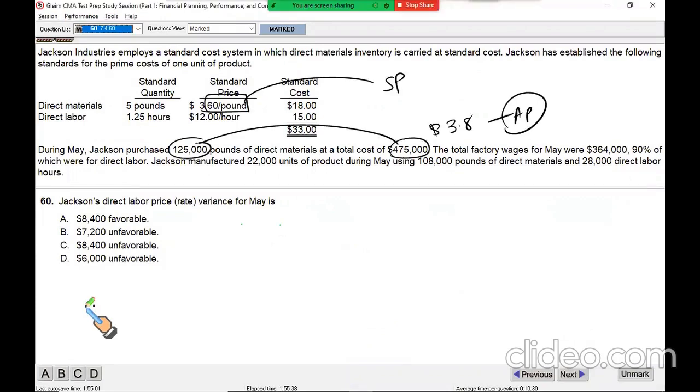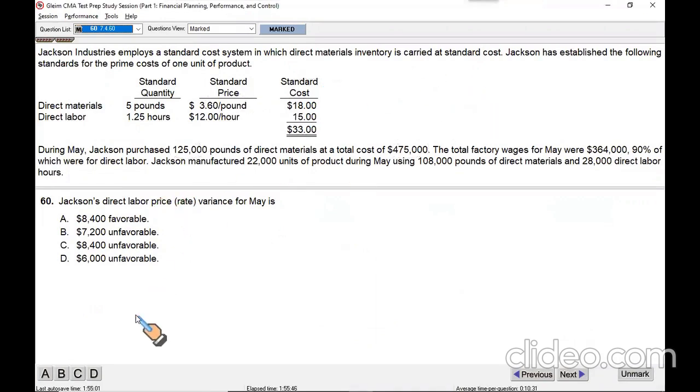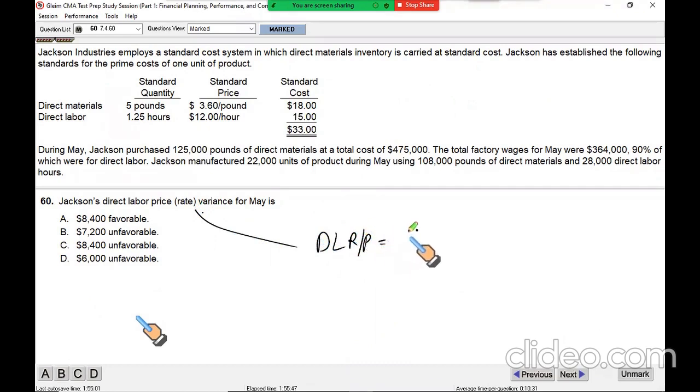Okay, so we have got the data related to material, but here it says you need to find the labor rate variance, which means we now need to look at things in a totally different way. Remember, you have the sheet. Direct labor rate variance or price variance is equal to the standard price per hour minus actual price per hour, multiplied by the actual quantity of hours worked. We need these three things.